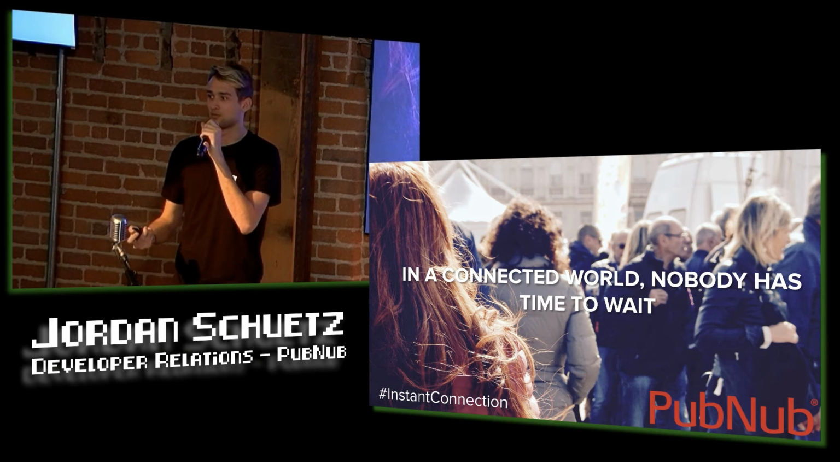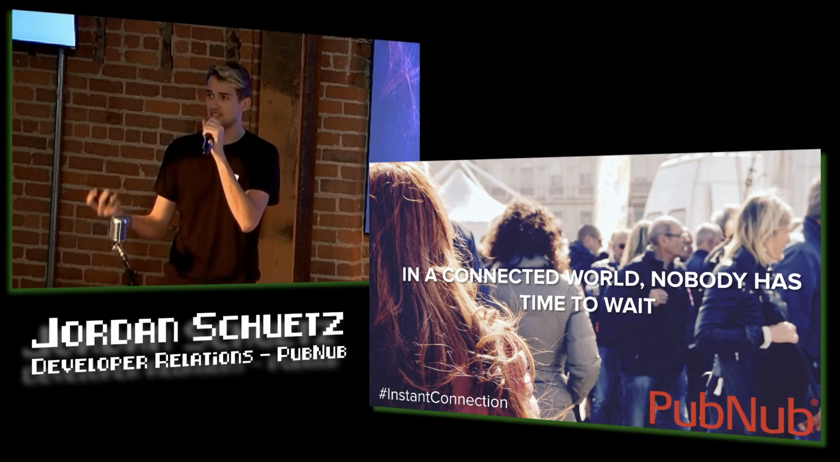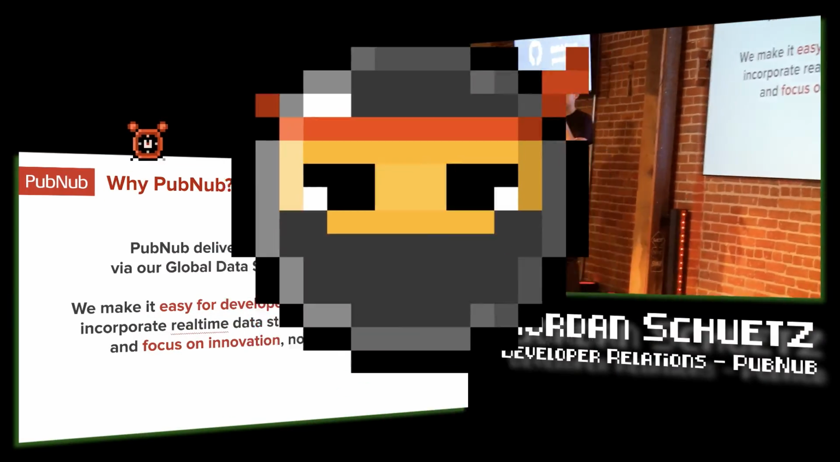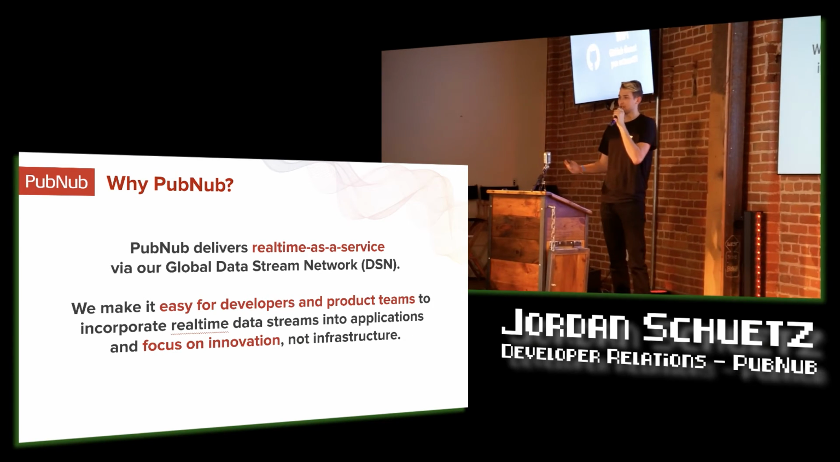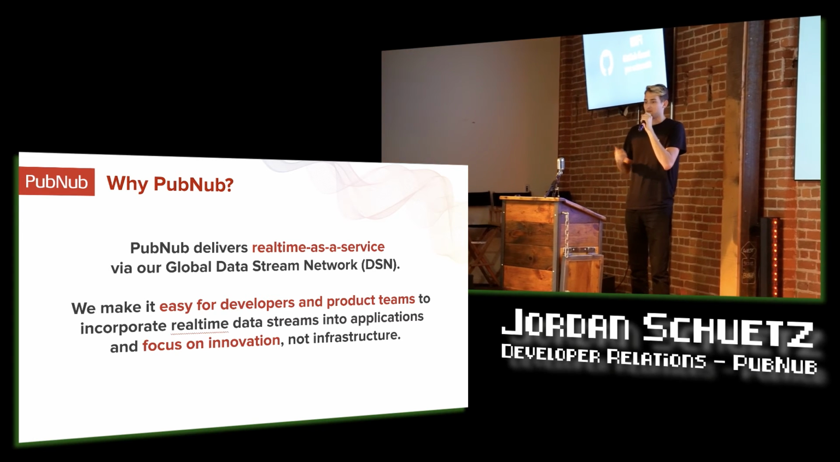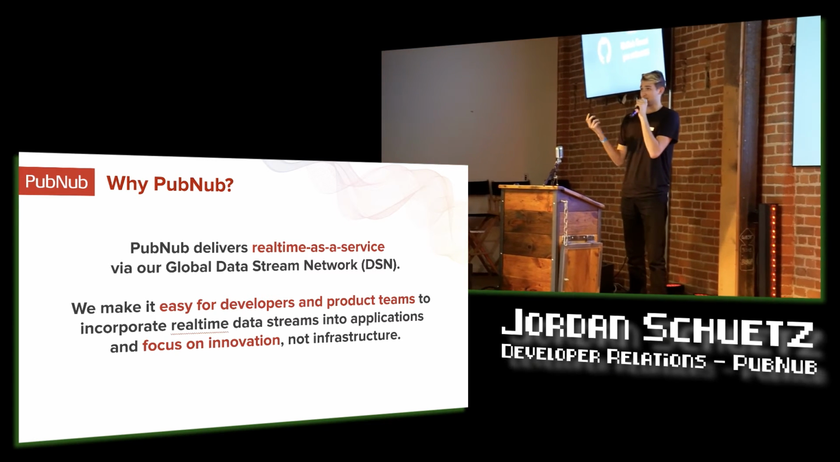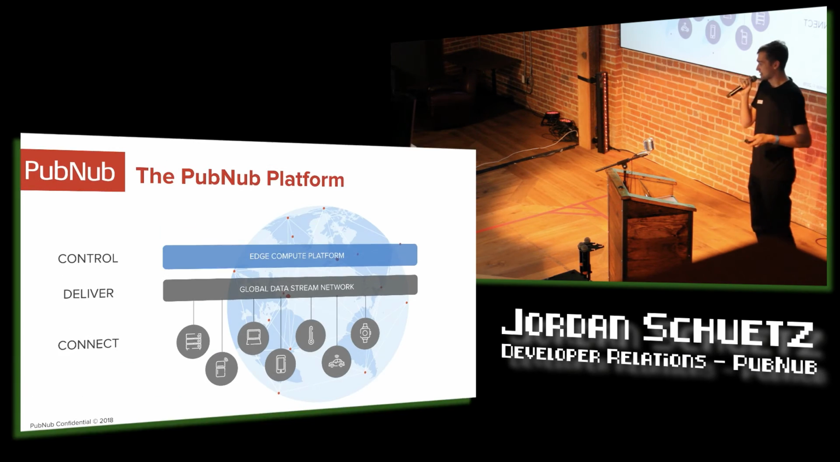We're trying to solve these problems for developers so that they can build this themselves in the easiest way possible. So basically what we do is we offer this real-time as a service data stream network. Essentially we host all the backend for you, and all you have to do as a developer is implement a simple API, and then we handle all that for you. So you can send messages in real time with our platform.